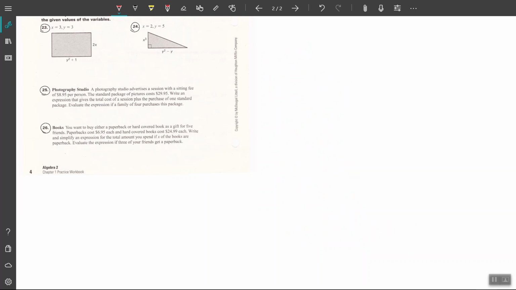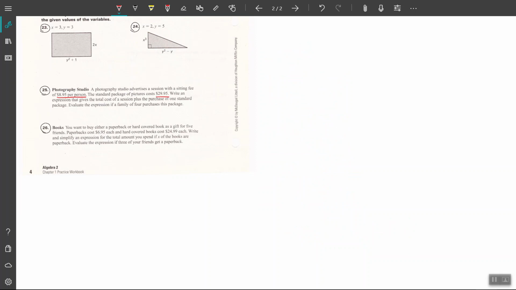Okay, number 25 and 26, we're going to write expressions or functions, as we talked about in Algebra 1 for these word problems. So let's begin with 25. The photography studio advertises a session with a sitting fee of $8.95 per person. The standard package of pictures costs $29.95. So that means the package itself, no matter how many people you have in it, you need to pay $29.95. That's the standard package of pictures, just to have the sitting fee done, period. For one person or 10, you've got to pay that $29.95.